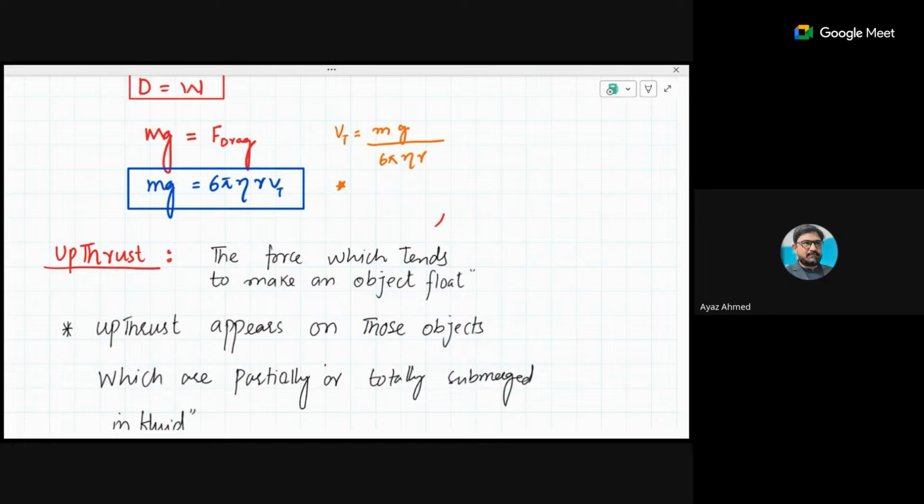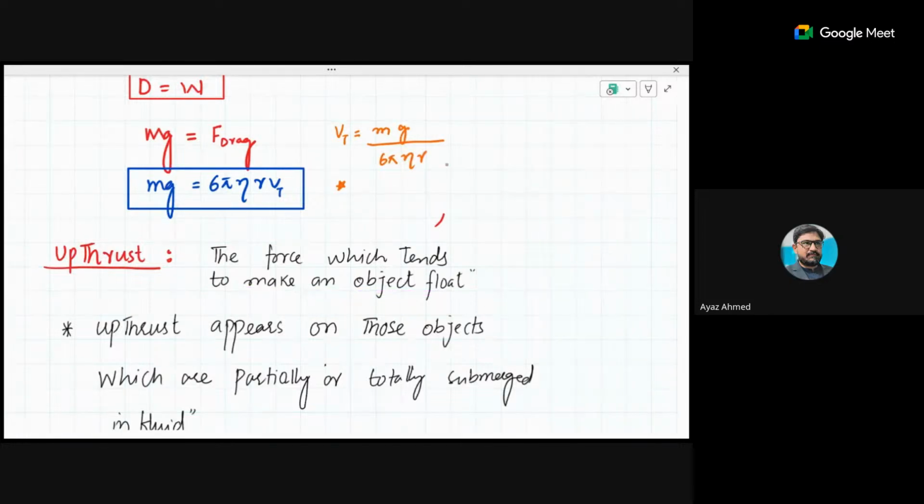So here, when I talk about upthrust, the most asked questions from the forces are from the upthrust. The first reason, this is not exam stuff. It is just a perception, a daily life observation, of what the upthrust is. Upthrust is a force which tends to make a body float. Actually, it floats objects.